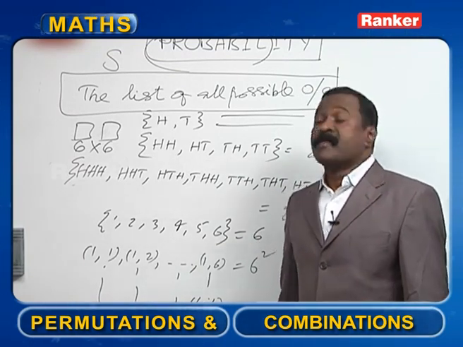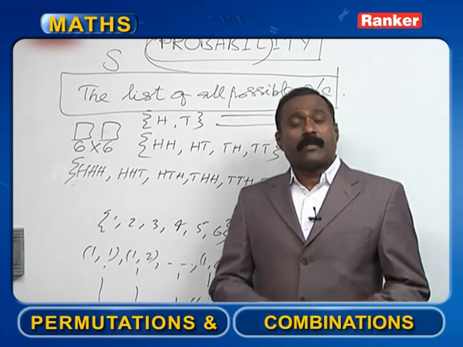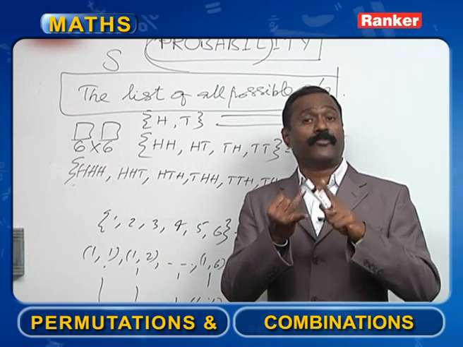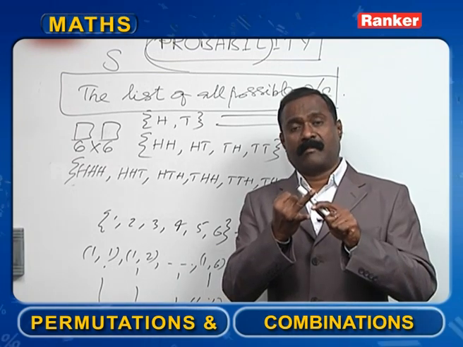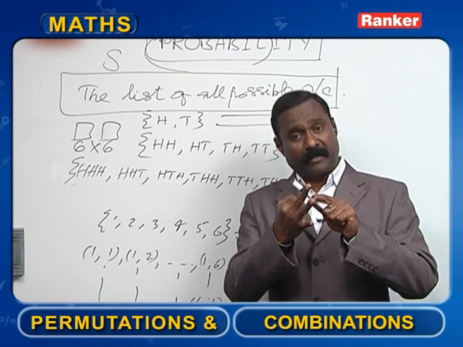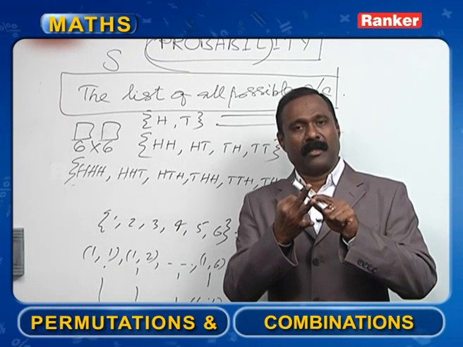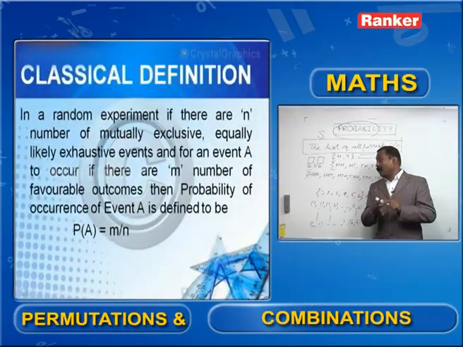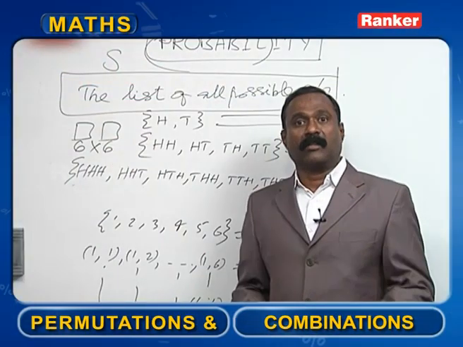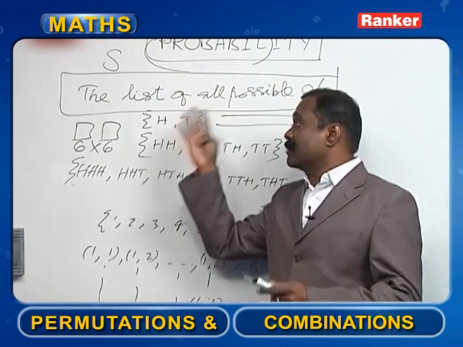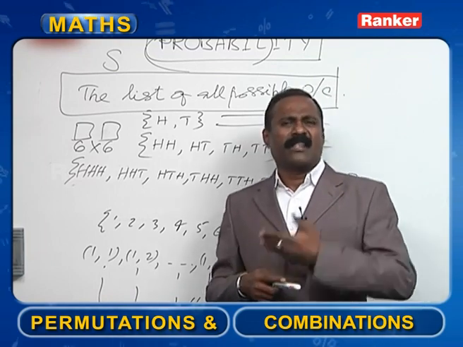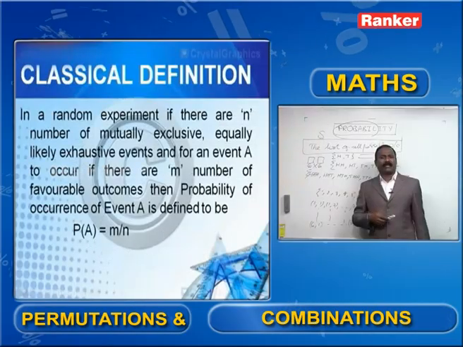Understand that. So what are the terms we have seen now? Random experiment, mutually exclusive events, equally likely events. Of course, I have defined simple event and compound event also. And then finally, which is very, very important, the sample space or the exhaustive events is nothing but the list of all possible outcomes.